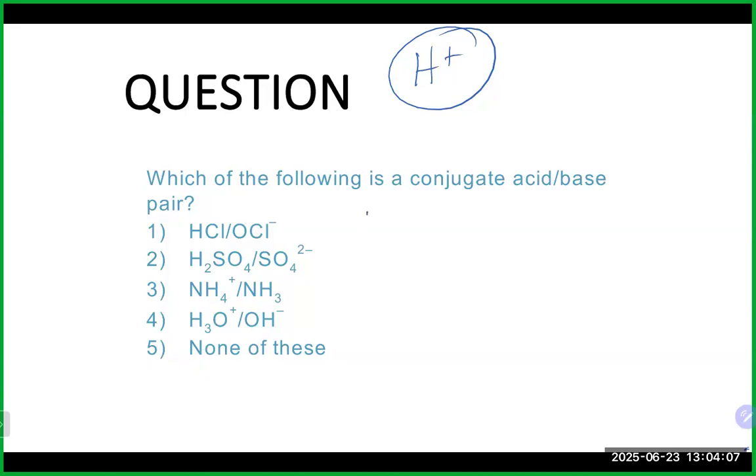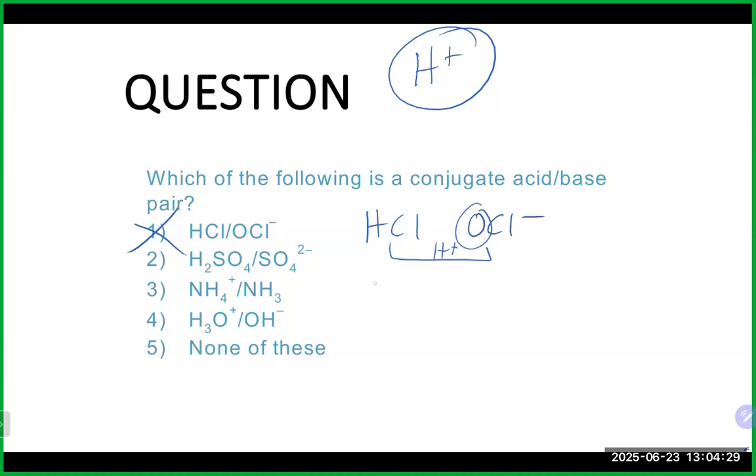So we look at the first one here, we have HCl and OCl minus. Why they can't write ClO minus, I don't know. But this is a difference of an H plus, but it's also a difference of an oxygen, which means it is not a pair. Again, the only difference it could be is one H plus, nothing more.